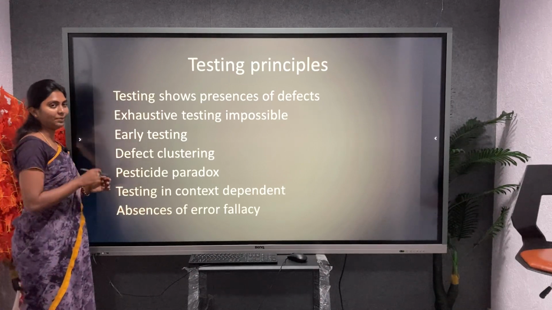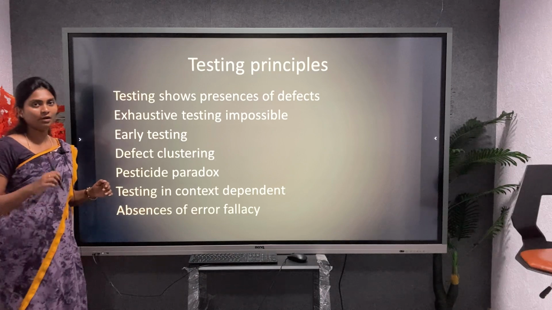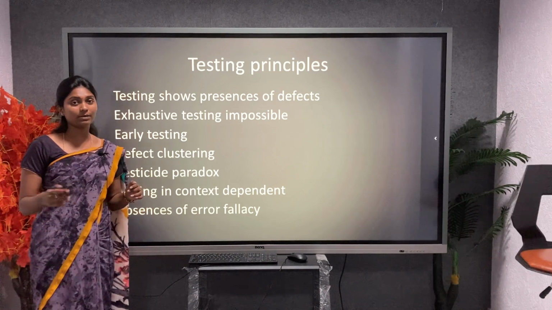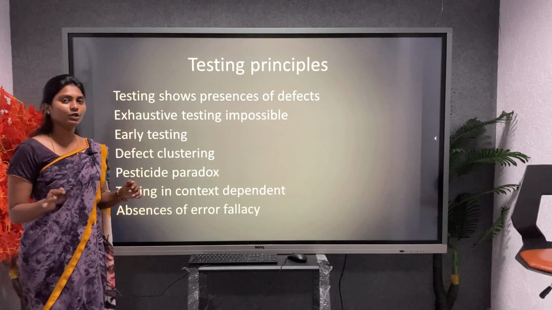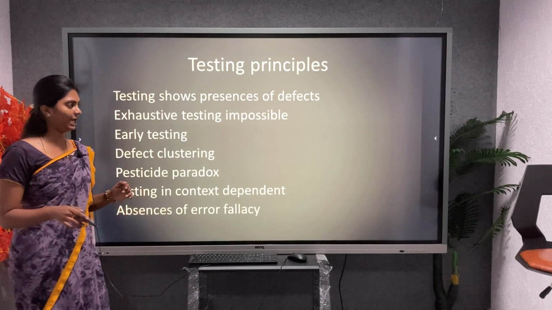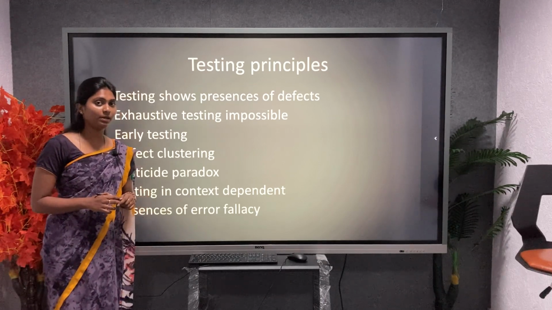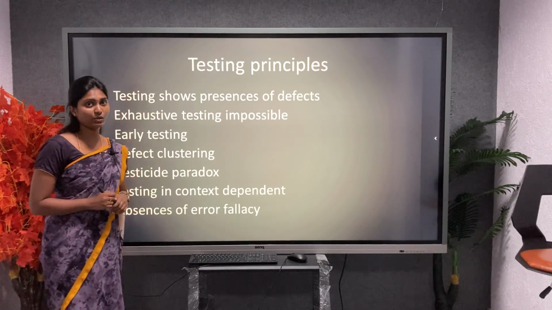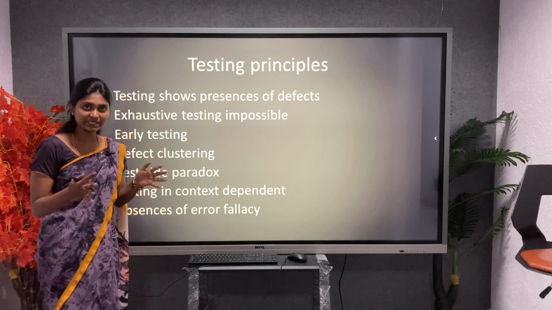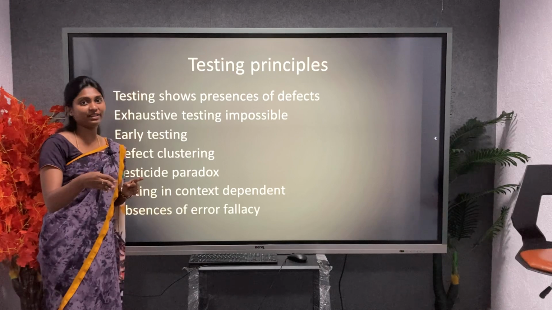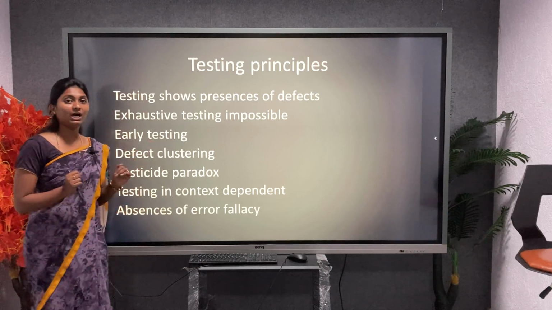What is the presence of defects? Even when we release into the market, the customer tests many times to find the bug, so in that 1% also we will identify defects. Coming to impossible testing, what does impossible mean? Nothing but exhaustive testing is impossible, as a large amount of data cannot be fully tested in one place. Coming to the next one, early testing.